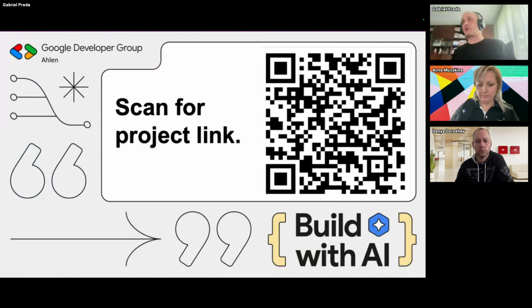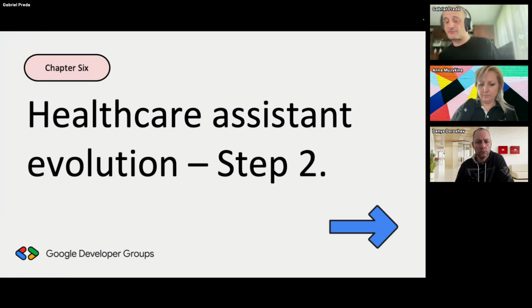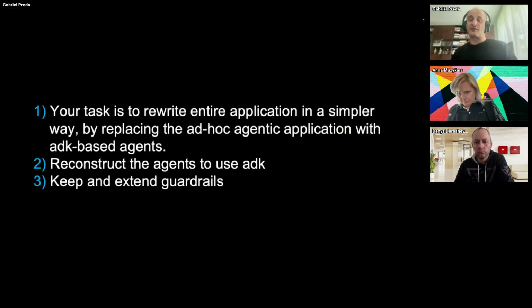Again, if you want to get the project link, remember that on main you have the second version, the step one of the evolution. On the ADK agent branch, you'll have the third version, the second step of the evolution. For this step, I again talked with Antigravity, and I prompted it to rewrite the entire application in a simple way by replacing the ad hoc agentic application with ADK-based agents.